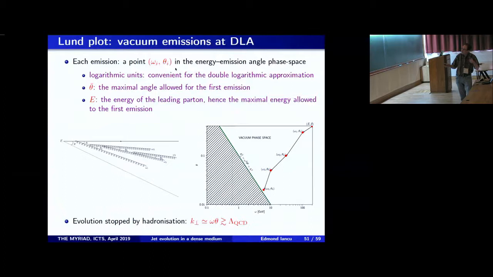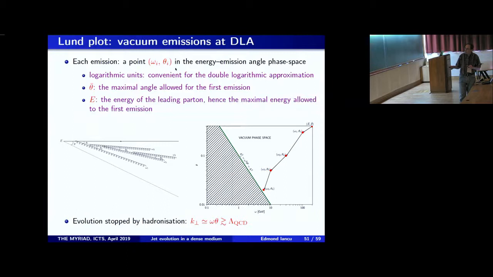So here I represented for you a cascade which is strongly ordered, both in energy and angles, what's called a double logarithmic approximation cascade, because that's a typical cascade in a vacuum. I have strong ordering because you see this is a logarithmic phase space. So going from here to here implies a dramatic decrease in the angle and in the energy. And these cascades keep propagating towards lower energies and lower angles until they hit a hadronization barrier.